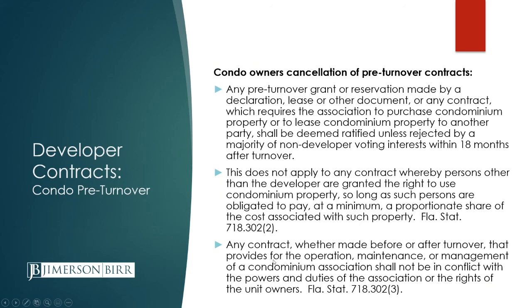And so this last provision here says any contract made before or after turnover that provides for the operation, maintenance, or management of a condominium association should not be in conflict with the powers and duties of the association or the rights of the unit owners. And so that just simply means that you can only contract for what you can contract for. So, operation, maintenance, and management of a condominium association, you can only provide the level of maintenance or operate in accordance with the declaration themselves.